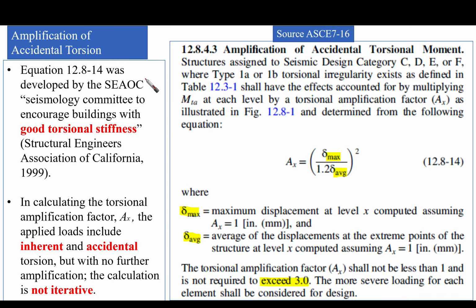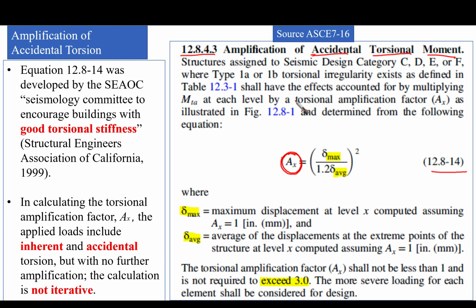Now let's go to the last part, which is the amplification of accidental torsion. So we are going to amplify this accidental torsion as well. This equation, equation 12.8-4, you are going to find under this section in ASCE. It tells us that there is an amplification factor that is going to be used, and this amplification factor is going to amplify the accidental torsion that we explained in the previous slide.